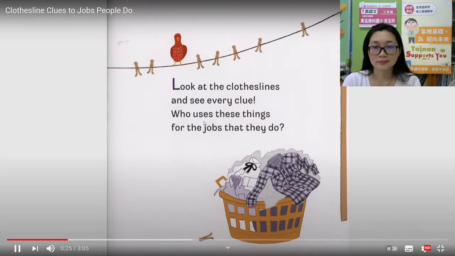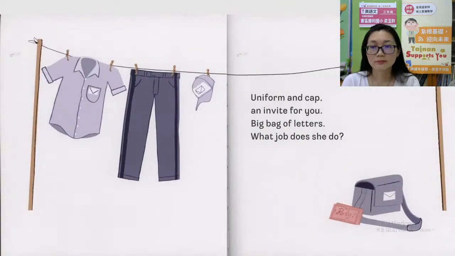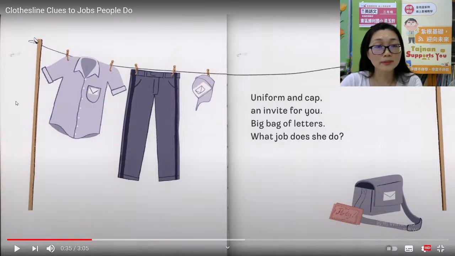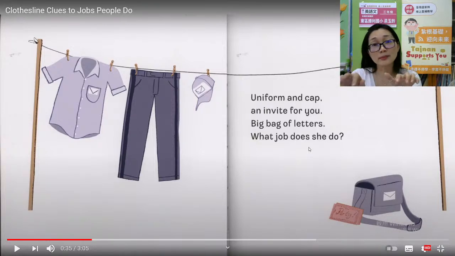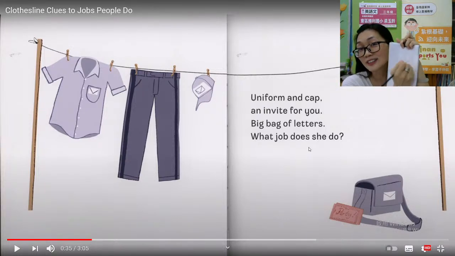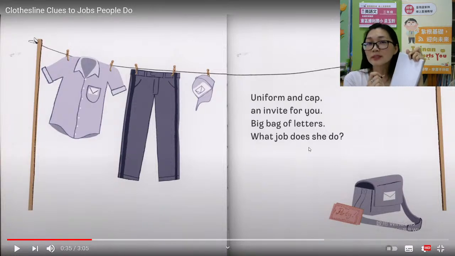So who uses these things for the jobs they do? It will show you the things in the book. Let's see. Uniform and cap, an invite for you, big bag of letters: what job does she do? So, uniform and cap. This is the uniform, right? It's a shirt and pants and a cap. An invite for you. And then a big bag of letters. These are the letters. What job does she do? You can still answer my question. Don't forget that. Although maybe you cannot type, you can always write, right? So you can get a note, write your answer down, and then check the answer with me afterwards.